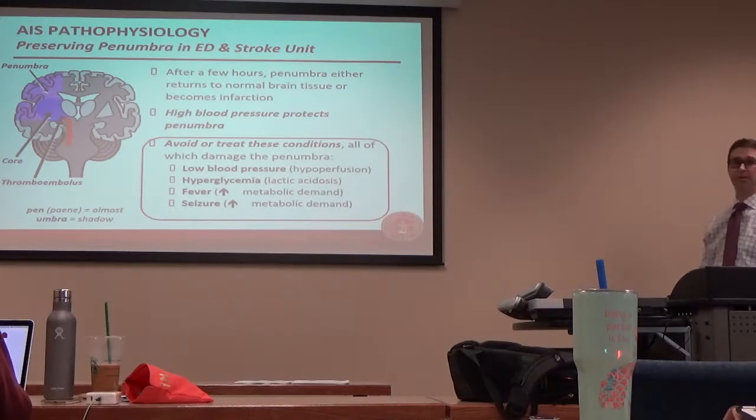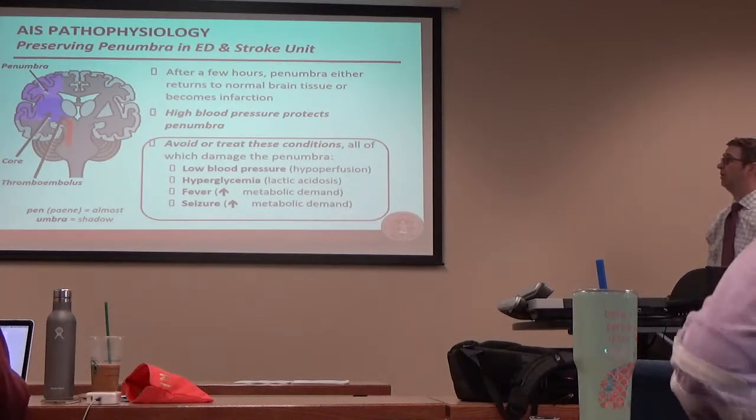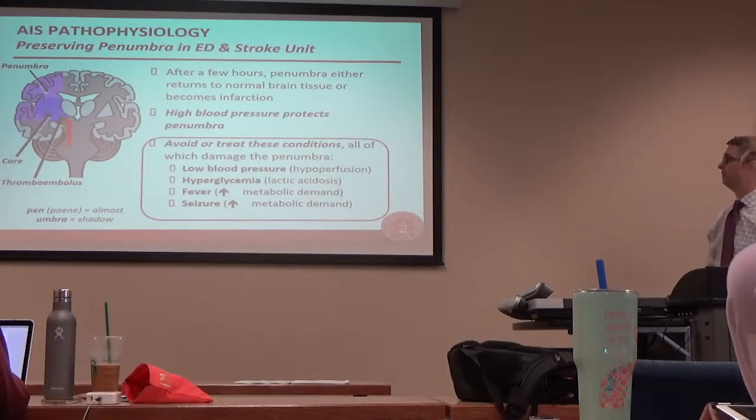We love high blood pressure. High blood pressure actually protects the penumbra. So whereas other ICUs in my hospital, the cardiac ICU, the medical ICU, work diligently to treat hypertension, we use hypertension, not only in ischemic stroke, but also in subarachnoid hemorrhage, which I'll talk about in a little bit.